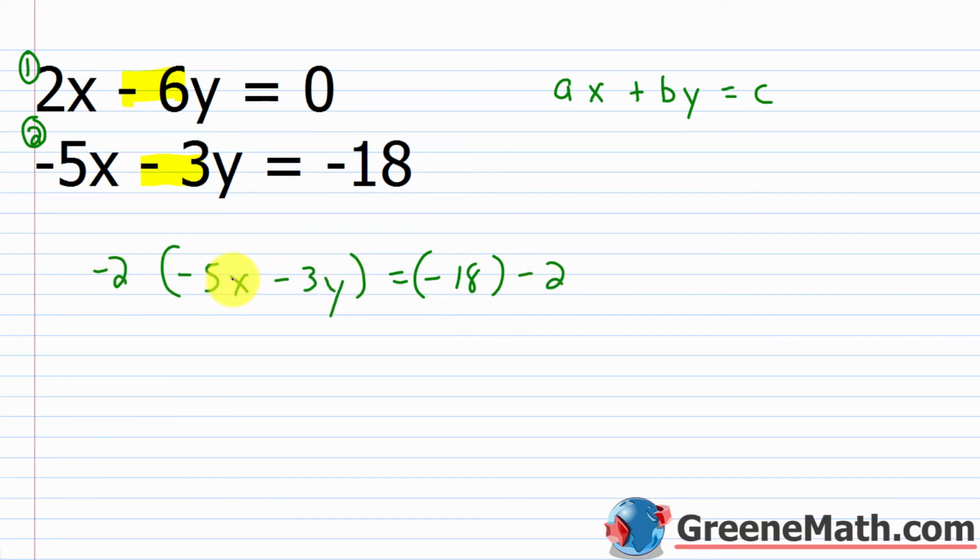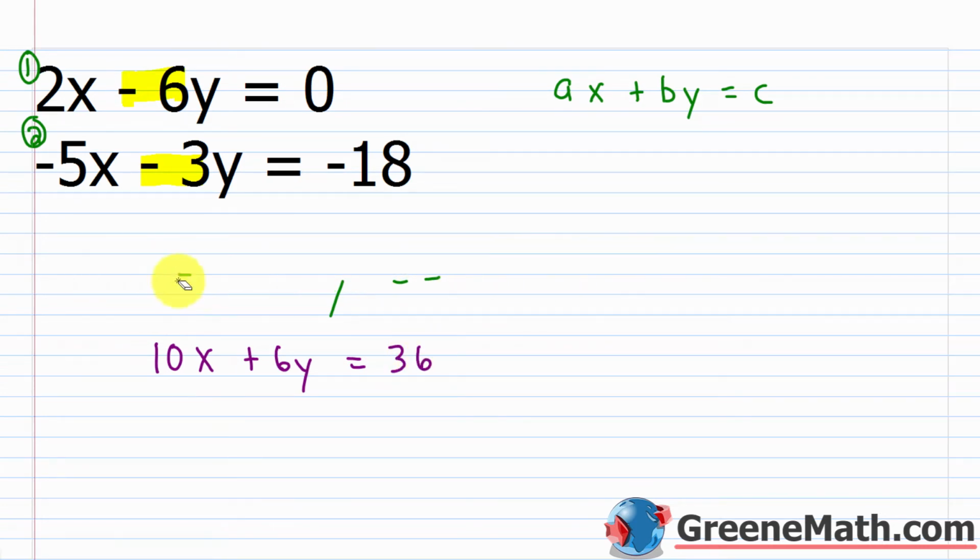So negative 2 times negative 5x is 10x. Negative 2 times negative 3y is plus 6y. And this equals negative 18 times negative 2, which is 36. So now that that's done, let me write equation 1 on the top of this. So 2x minus 6y equals 0.